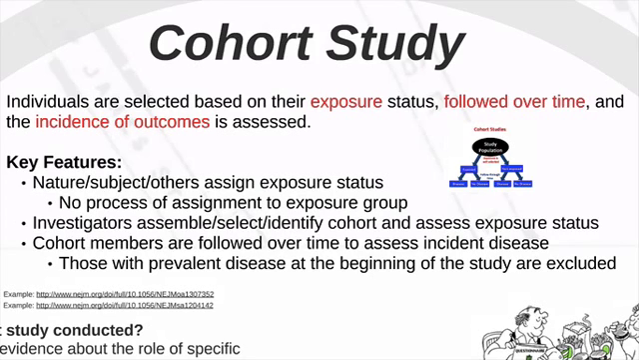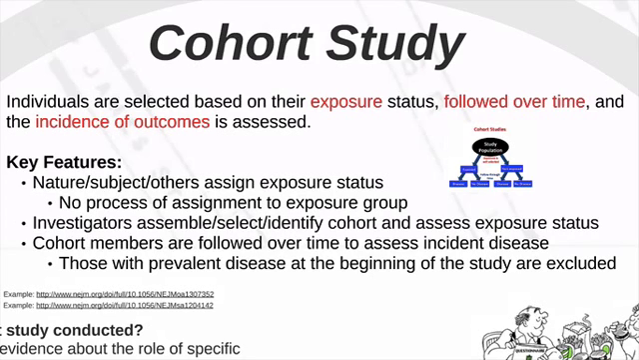For example, you live in a certain place and so you're exposed to a policy or a certain neighborhood characteristic, something like that. The bottom line is that the investigator does not assign the exposure. It comes about by virtue of who the person is, what they choose to do, where they live, all that good stuff. So as I was saying, the investigators assemble or identify a cohort.